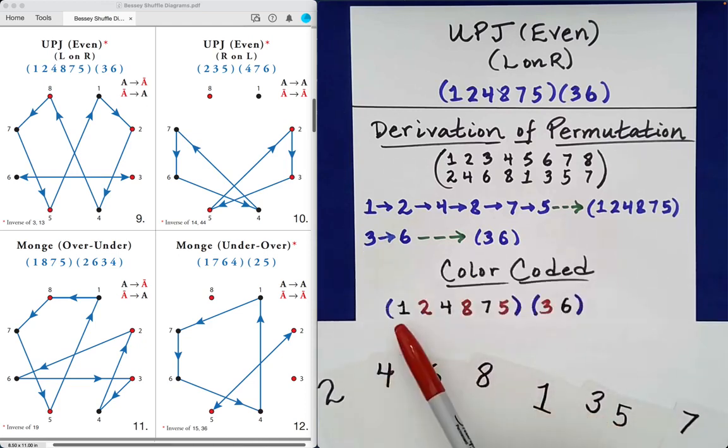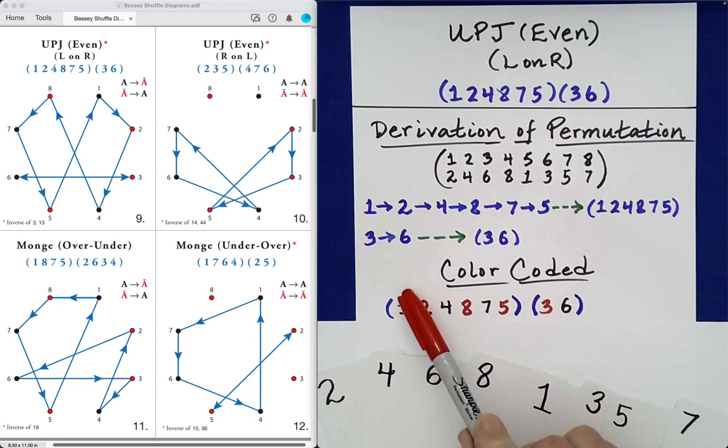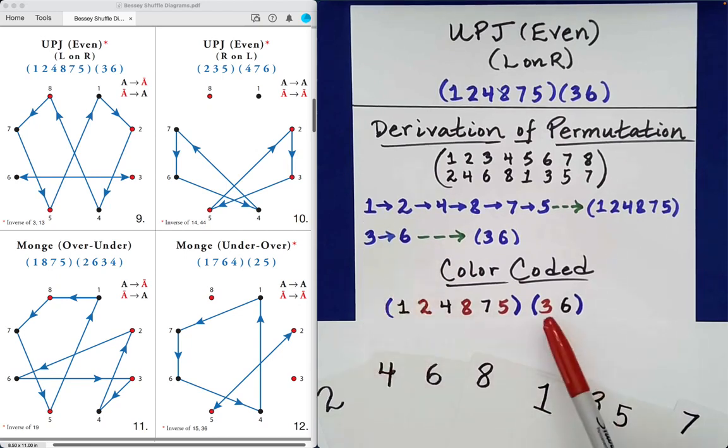So remember, 1, 4, 6, 7 have been color coded black, 2, 3, 5, 8 have been color coded red. So we have black 1 being sent to red 2, which is sent to black 4, which is sent to red 8, which is sent to black 7, which is sent to red 5, and that wraps around and gets sent to black 1. Over here for the transposition, we have the red 3 being sent to the black 6, which gets sent back to the red 3.